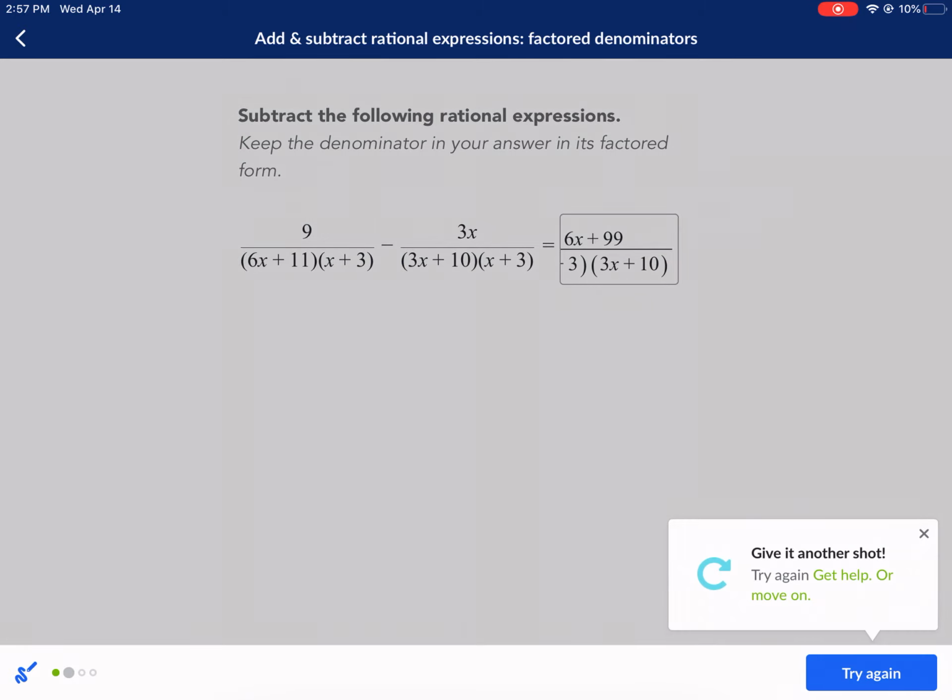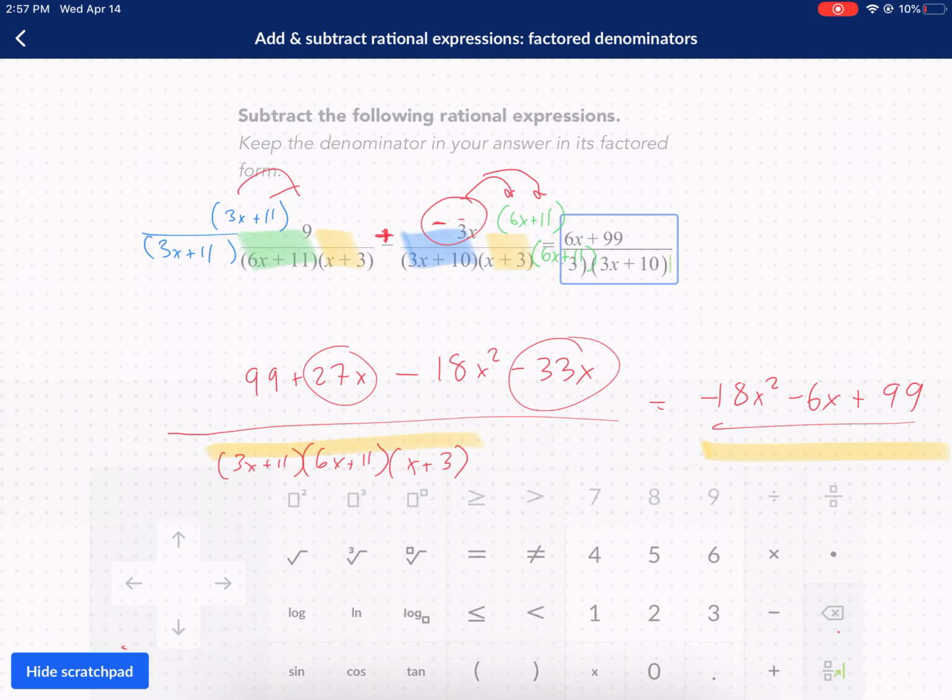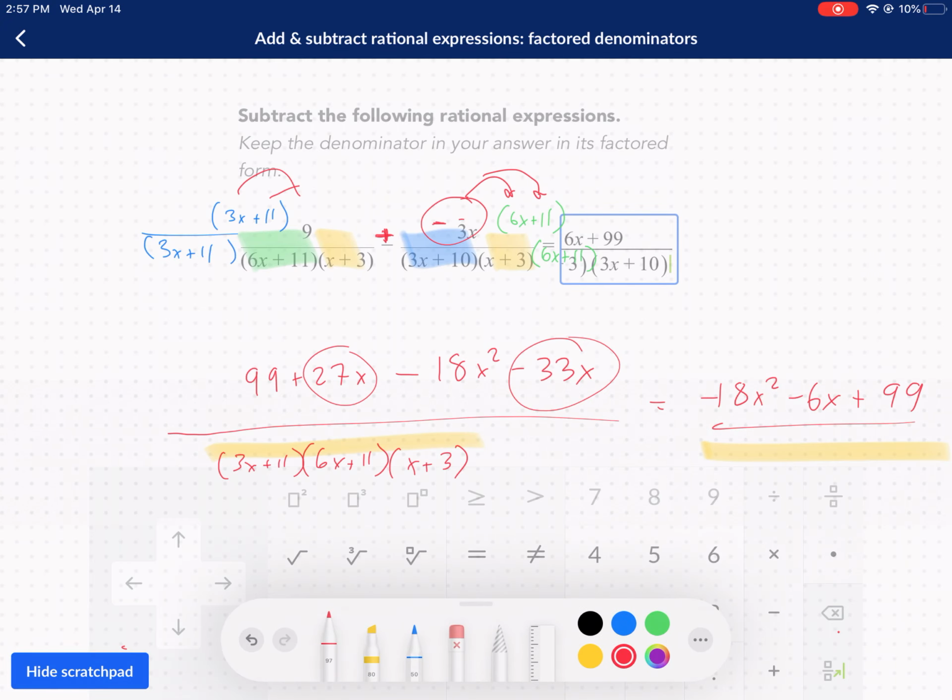Okay, I must have messed something up. Let's just double check. Okay, so I multiplied the top by 3x plus... my gosh, I can't believe I did all that with plus 11. It's 3x plus 10. Oh, wow. At least I caught myself. So sometimes, if you've been watching some of these videos, sometimes I make mistakes, but I caught myself. I just wrote down the wrong thing. I wrote down plus 11 instead of plus 10.